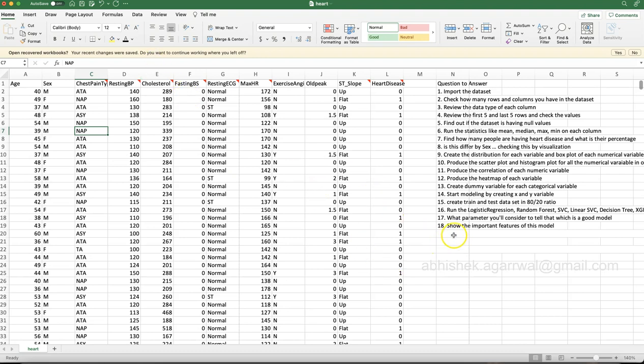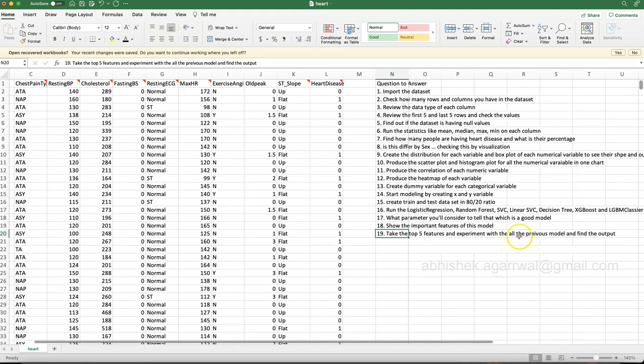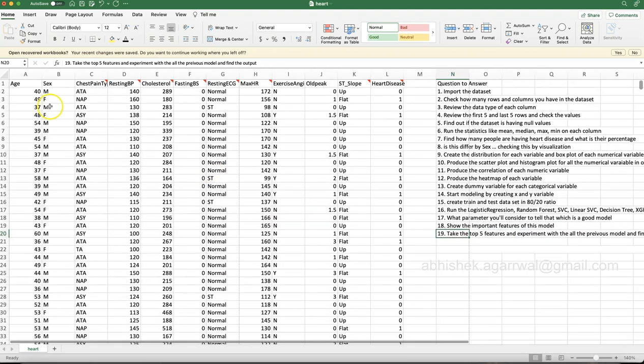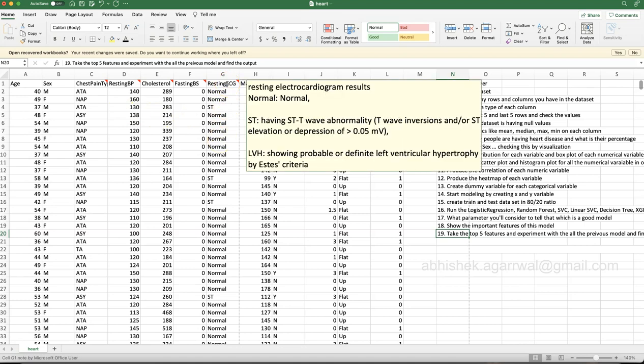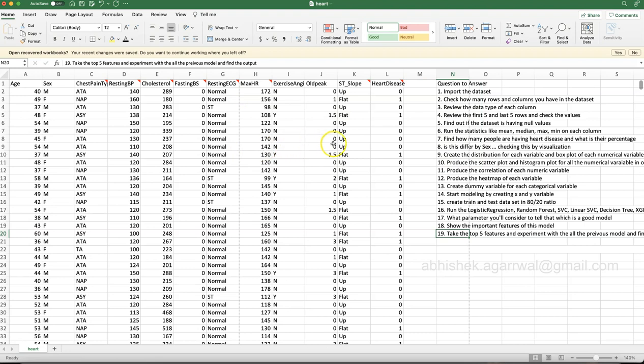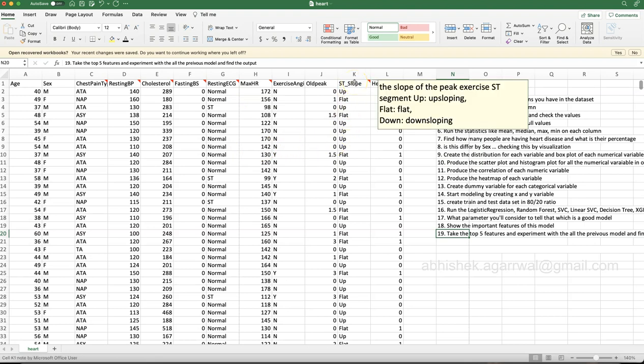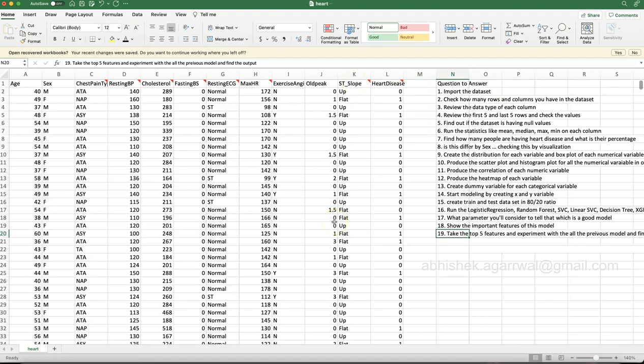All right. Now the next one is take the top 5 features and experiment with all the previous models. Why I am asking you to do this is because you have close to 19 variables when you create the dummy variables. Not actually 19, but I guess 15 to 16, because you remove the first one, since that's just not required. So you have close to 15 or 16 variables.